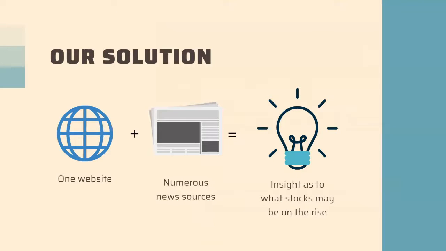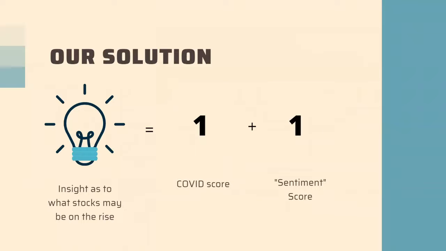So what is our solution? It's one simple website that allows you to see a COVID score and a sentiment score. The COVID score basically takes all the data of what the current situation is with COVID and compiles it all together to give you one complete score. The sentiment score takes a look at all the public talk and combines it together to create another score. What we do is we combine these 2 scores together and give you a recommendation whether you should buy or sell.